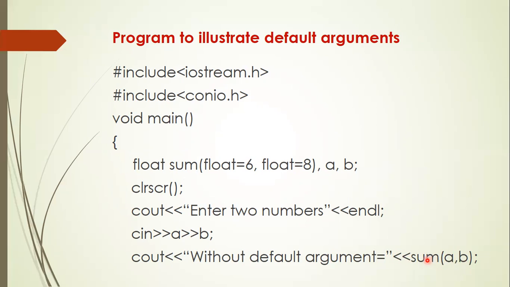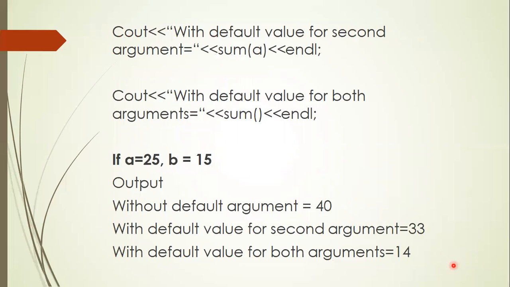So here what happens is you are calling the function called sum with 2 arguments. The prototype also says that there are 2 arguments. In that case, it will not make use of the default value because you are passing both arguments. Meaning the default argument has no meaning. Okay. Next, cout with default value for the second argument.